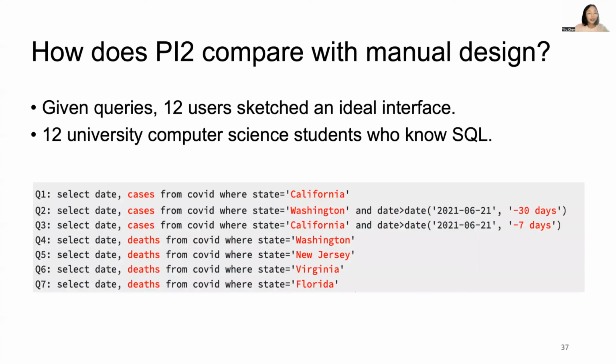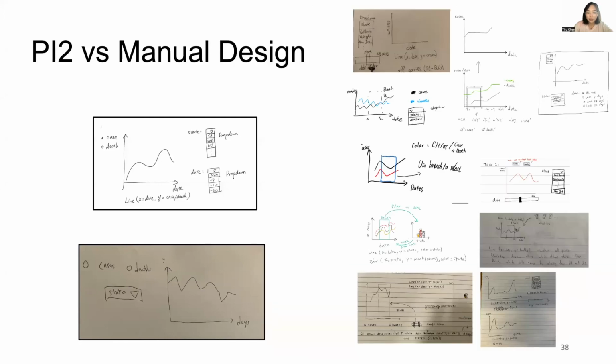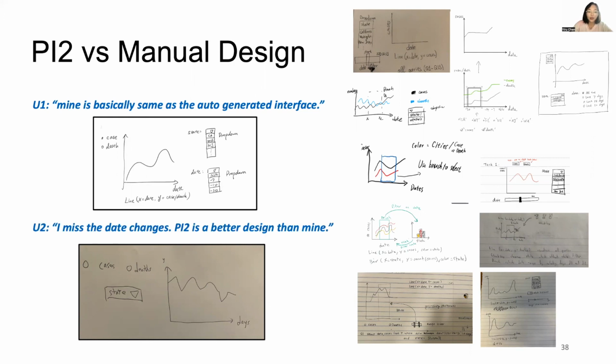One of the analyses is the COVID queries I showed at the beginning of the talk. The first interface we collected has a line chart and several drop-downs. The second interface uses a radio button, a drop-down, and a line chart. There are 10 more similar sketched interfaces. We asked them to compare with PI2, and the first author commented, "Mine is basically the same as the PI2-generated interface." And the second author said, "I missed the date change. PI2 is a better design than mine."